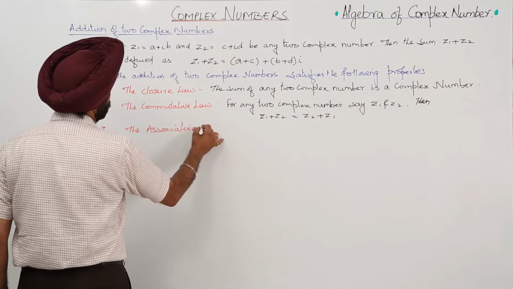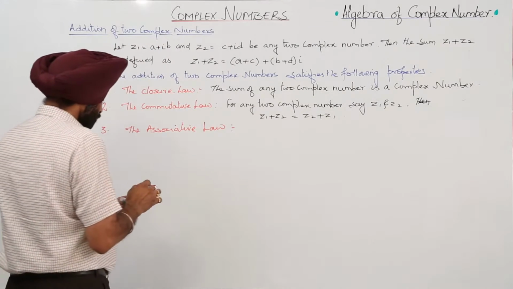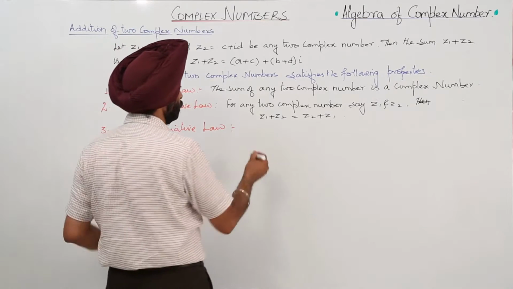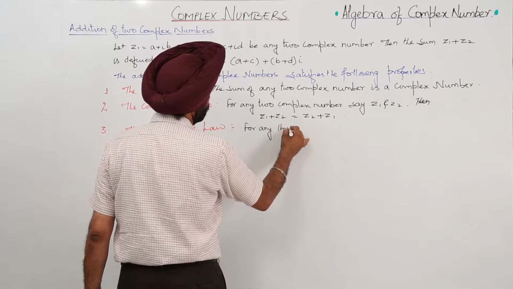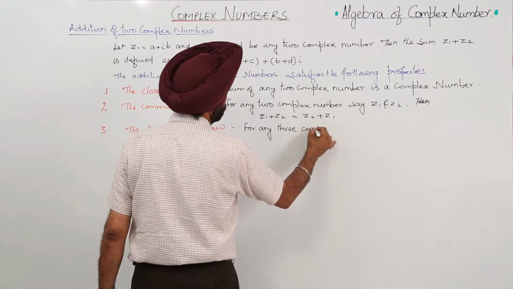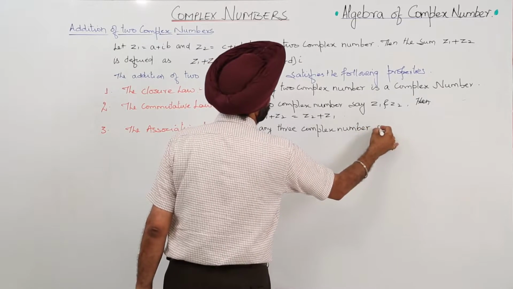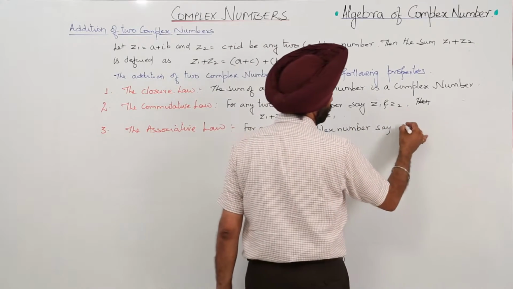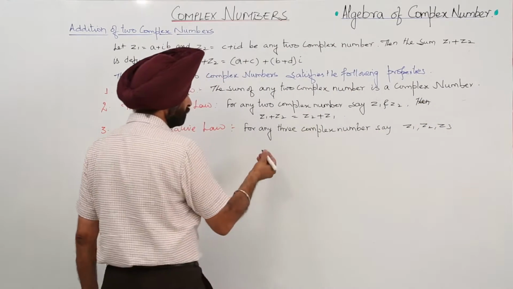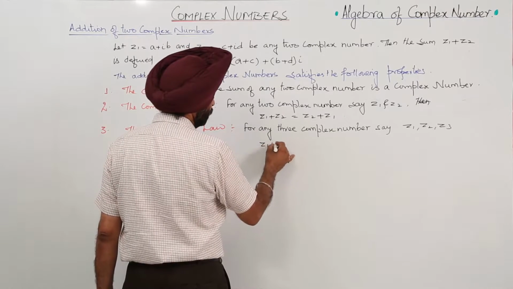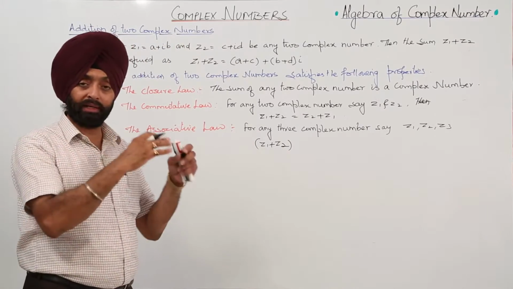Now property 3, the associative property or the associative law. Now for any three complex numbers, say z1, z2, z3, what can we write? z1 plus z2, because according to the law, we can't directly add three.